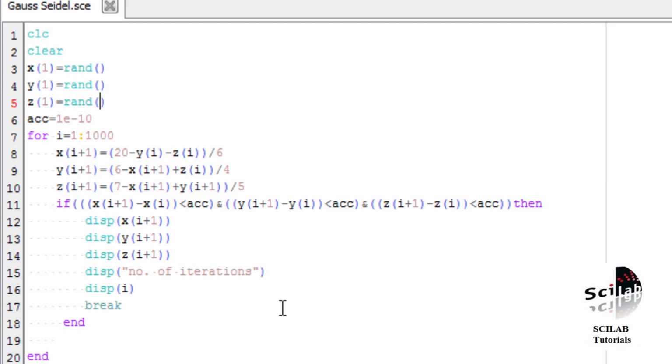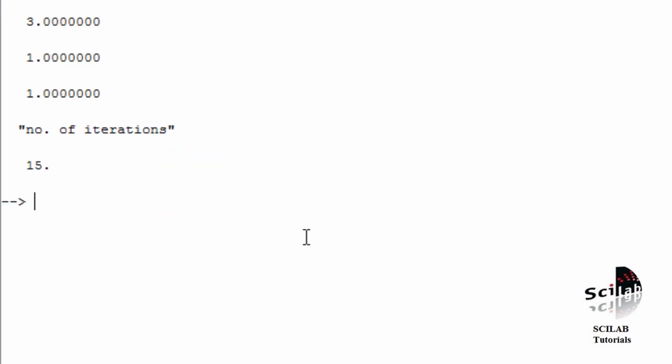Now here I am choosing the values between 0 and 1. Now let us choose the values between 1 and 2. So just adding 1 with the random number command will choose the initial guess values of x, y and z between 1 and 2. So again I have run the code and let's see what is happening. We are again getting the same result. So the Gauss-Seidel method is giving the desired result in 15 iterations independent of the choice of the initial guess.